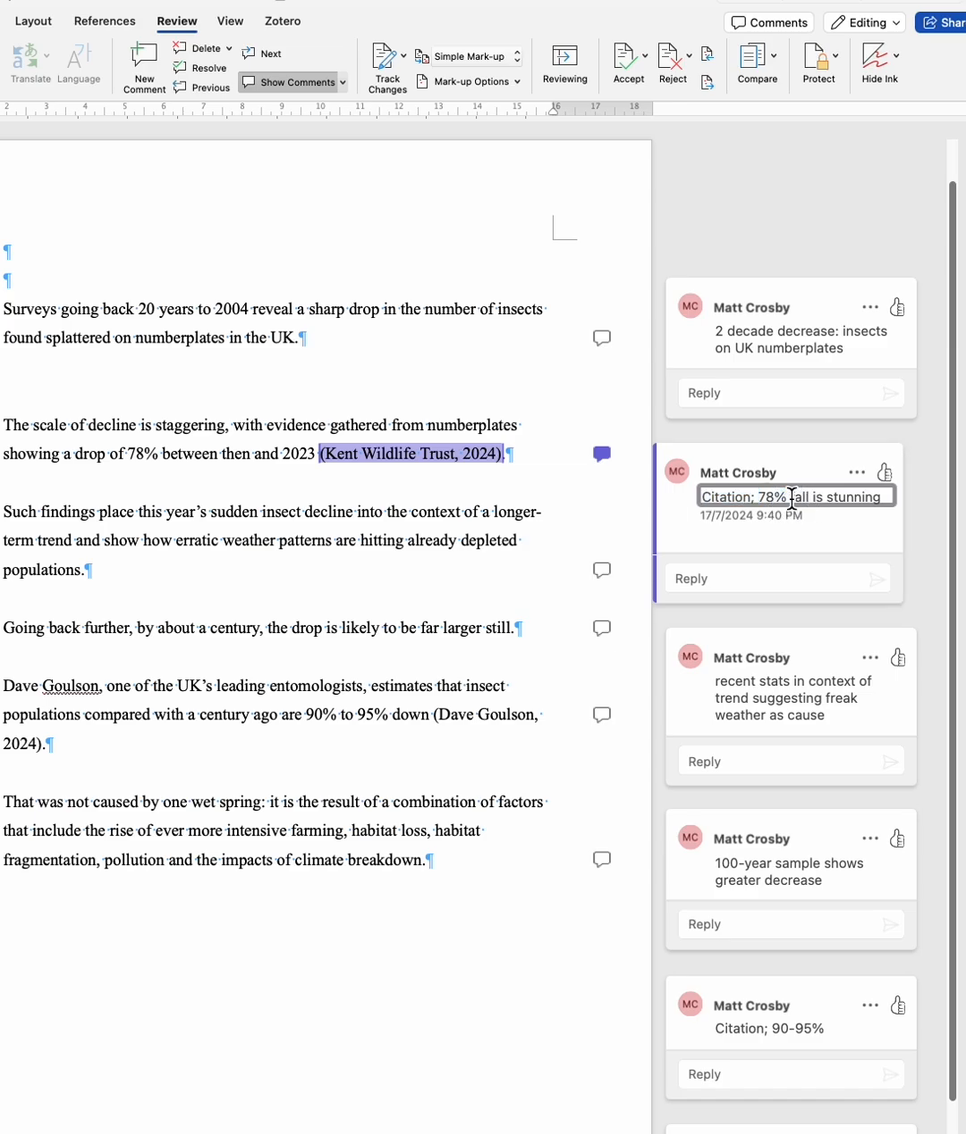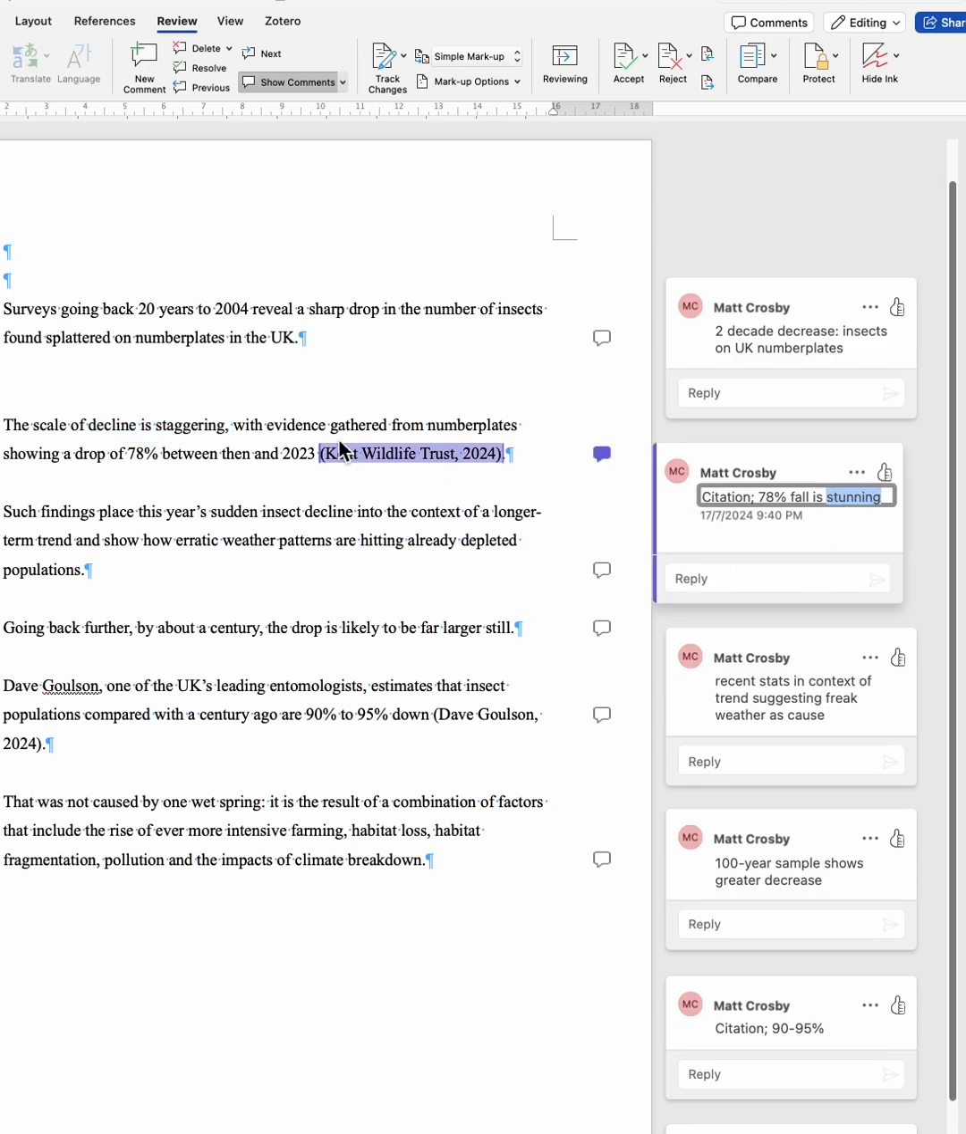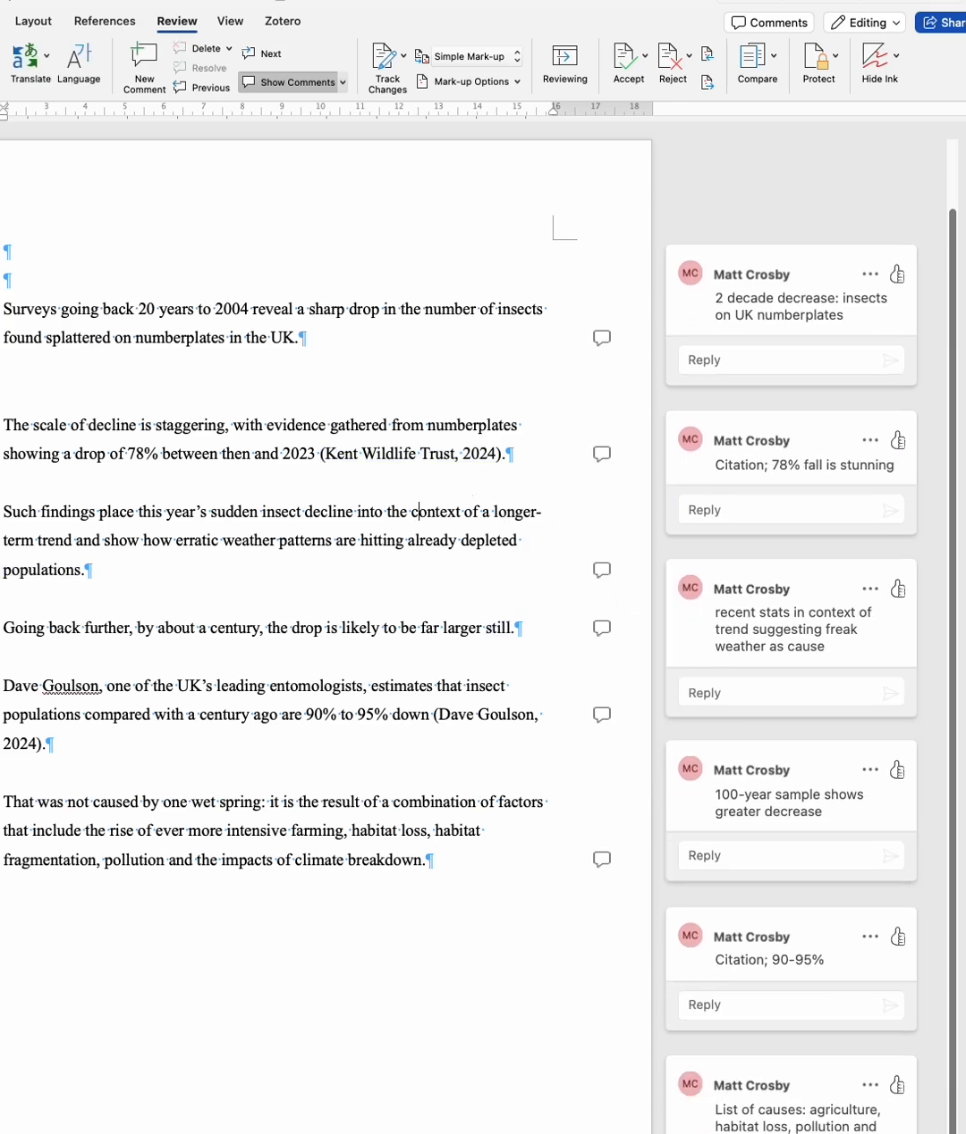And then I place the statistic in there, and I say the fall is stunning. The decline is staggering. This is a measurement of the value of the statistic, so it is important for the summary. And I've already started to use a synonym here for staggering, stunning. Third sentence, this one here. Such findings place this year's sudden insect decline into the context of a longer-term trend and show how erratic weather patterns are hitting already depleted populations.